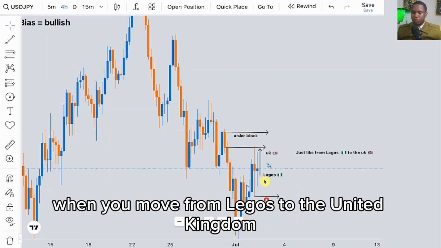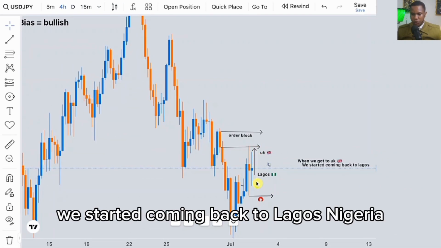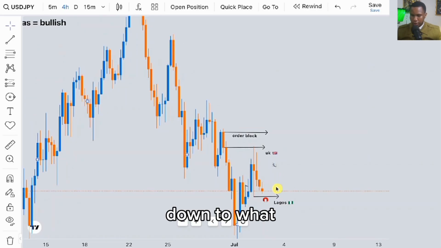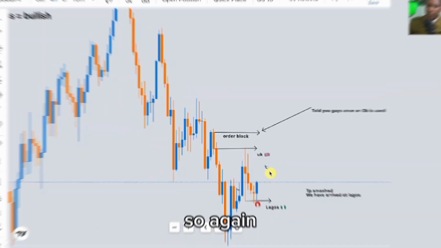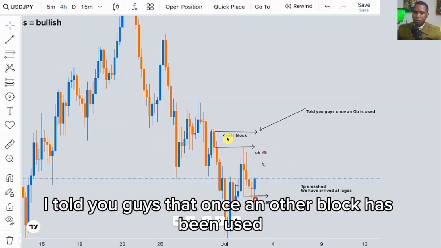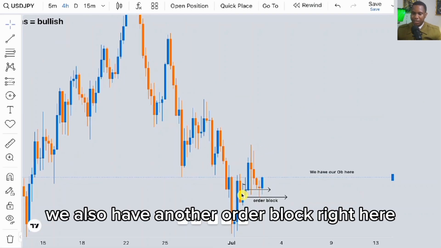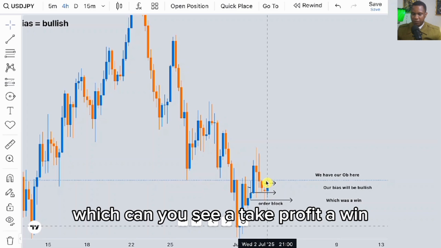This is just like when you move from Lagos to the United Kingdom, and when we go to the United Kingdom, we started coming back to Lagos, Nigeria. So that is from UK down towards Lagos. TP smashed. We've arrived Lagos. So again, I told you guys that once another block have been used, we can go ahead and remove it. Also, if you check properly, we also have another block right here. Our bias gonna be what, a bullish one, which can you see a take profit, a win.